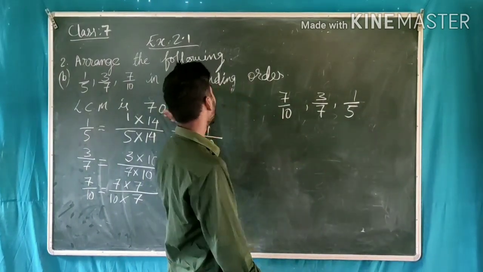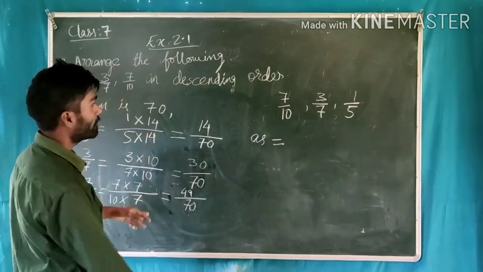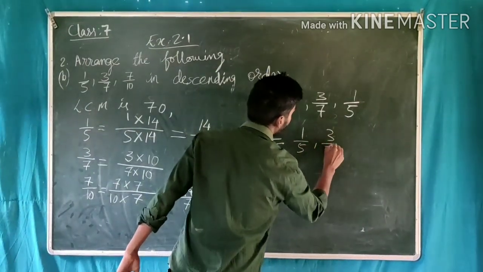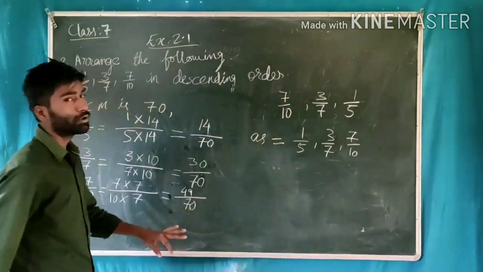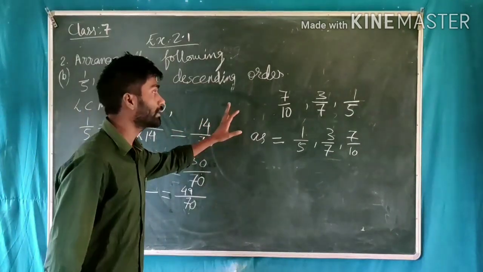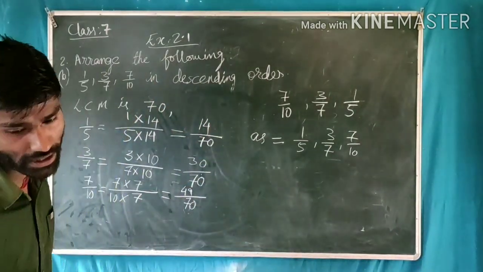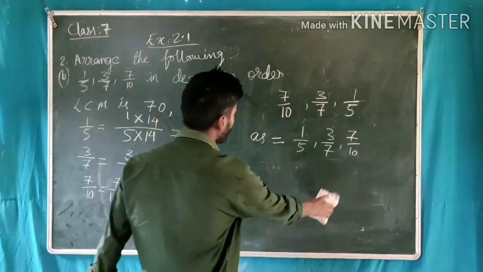Here, if we arrange in ascending order, then first will come 1 by 5, 3 by 7, next 7 by 10. Same way we are going to do. The pattern for doing that is also the same. So ascending order and descending order, question number 2, it is all about that only. So let's go to the next one.